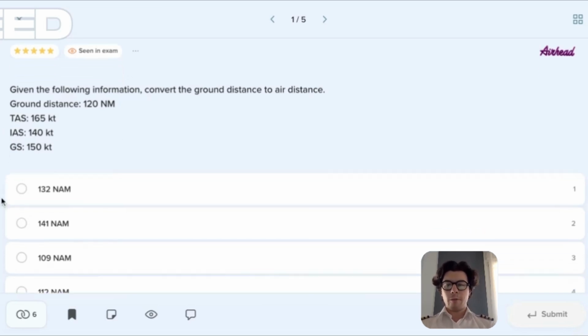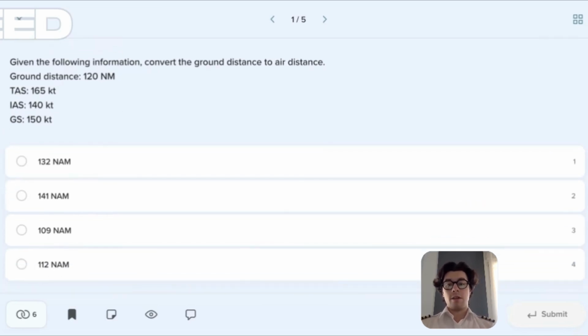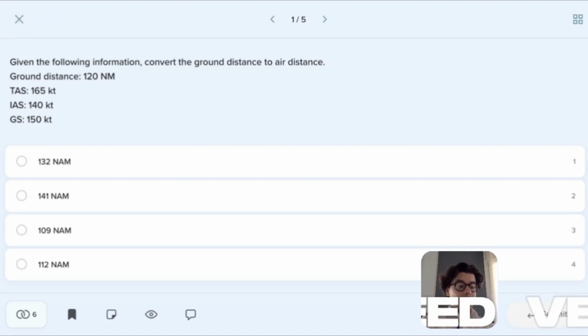So given the following information, we need to convert the ground distance to air distance. For these types of questions, the only thing you need to know is one simple formula, which is the true airspeed divided by ground speed equals nautical air miles divided by nautical ground miles. And if you use this formula, you'll be able to solve all of these questions.